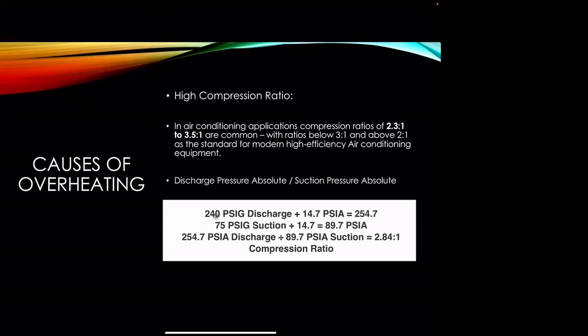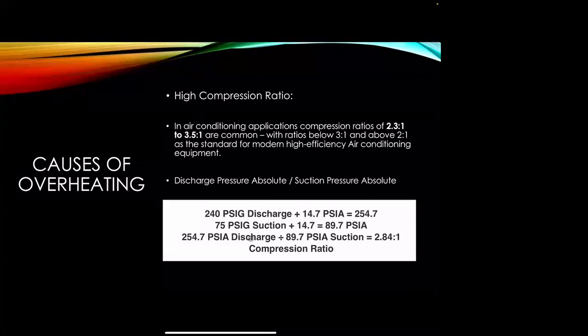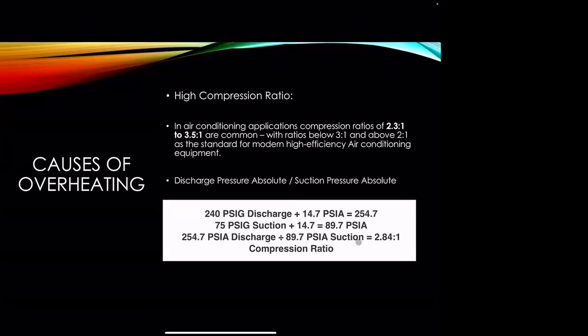You have 240 on your discharge pressure. You're adding your atmospheric pressure of 14.7 to equal your 254.7 PSIA. We're going to use 75 on our suction side, and we'll do the same thing. Add that 14.7, and that equals 89.7 PSIA. You take your discharge absolute, divide it by your suction absolute, and you'll get your compression ratio. You can see on this example here, we're at 2.84 to 1.